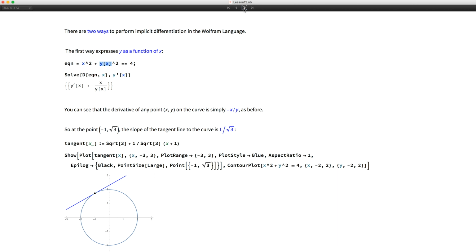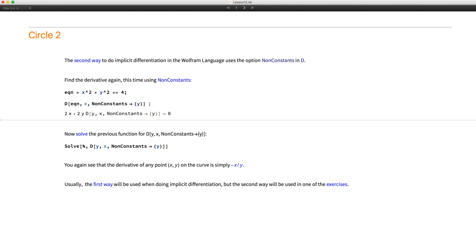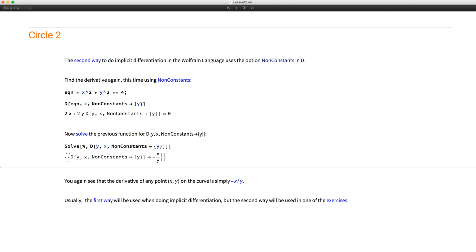The second method is slightly different. You start with the equation, but now do not make a replacement, and instead you tell D that y is no longer a constant. That's what we've done with the NonConstants option. When you do that, you get back an equation for capital D, you solve it, and you get back just the same derivative as before, but now you only have a y instead of y of x.